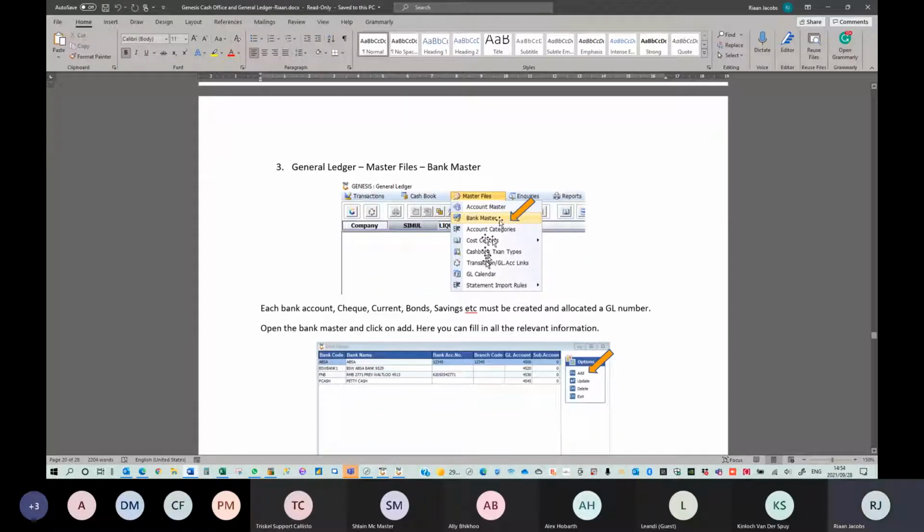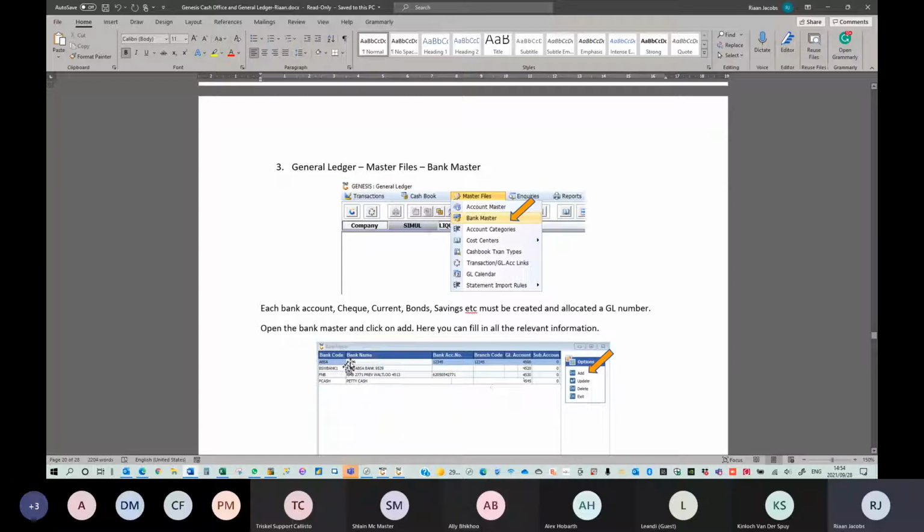So the next thing to set up, so now we've done the category, we've done the GL accounts. The next one to do is the bank master. In the bank master, you will set up basically all your banks. So these guys have an abstract account and a petty cash account and a control. And then here are the GL numbers that you link to each of those accounts.